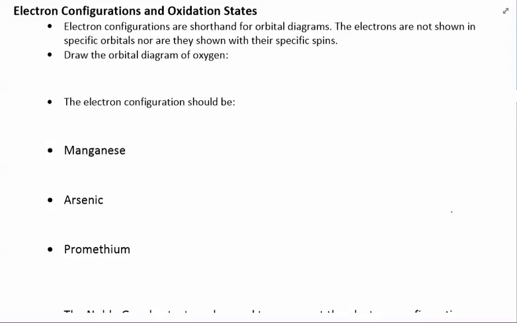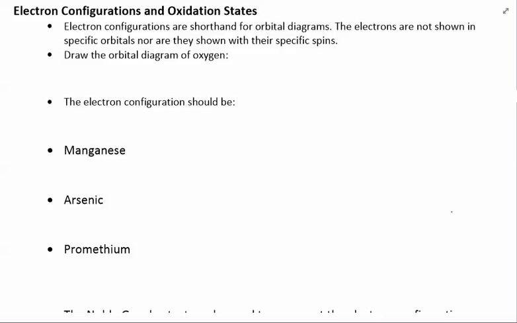So last time we talked about orbital diagrams. We're going to learn a quicker way to write orbital diagrams, and they're called electron configurations. So an electron configuration is a shorthand for the orbital diagram. The electrons are not shown in specific orbitals, nor are they shown with their specific spins.